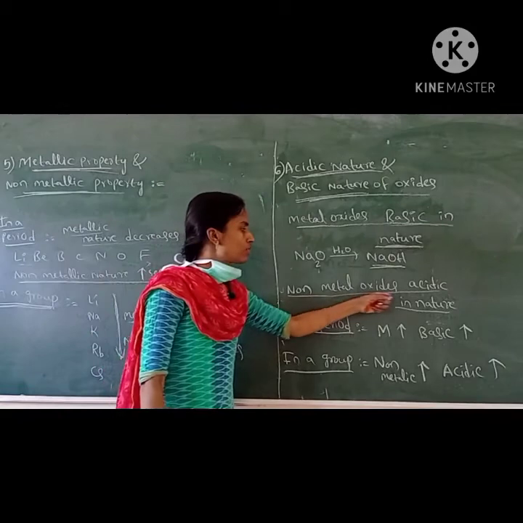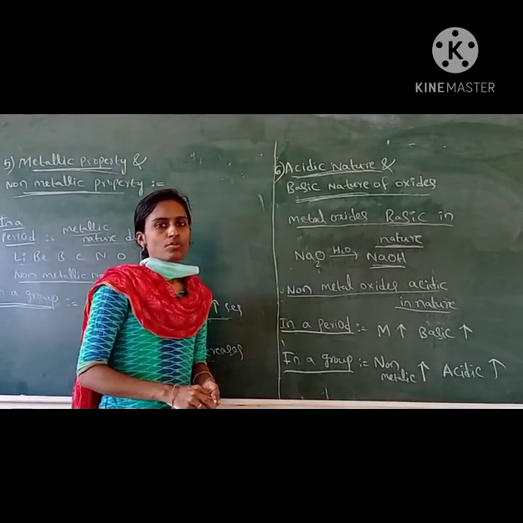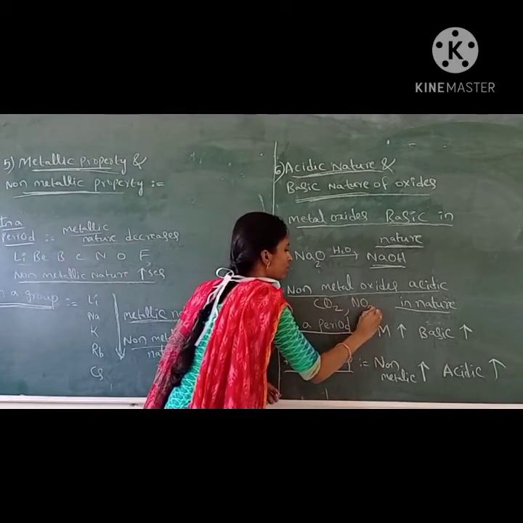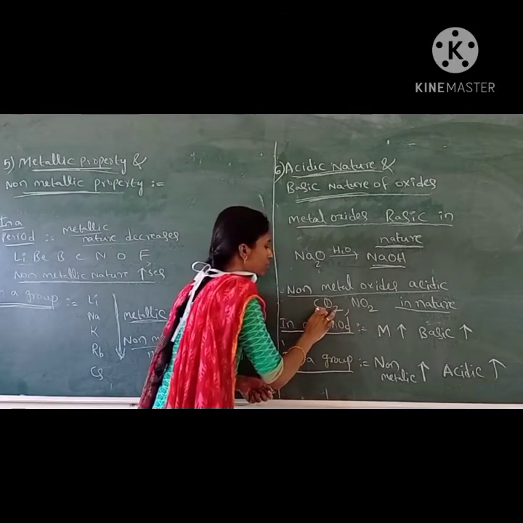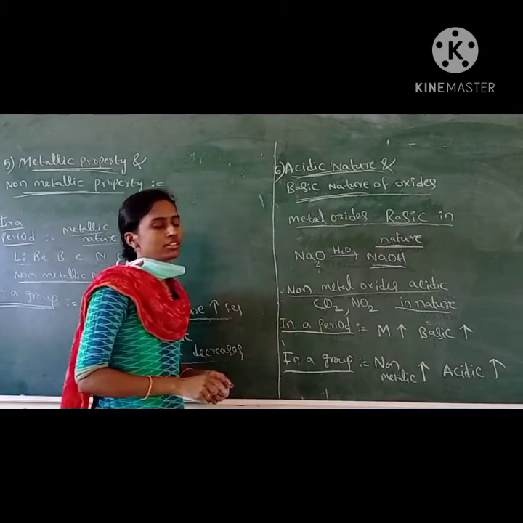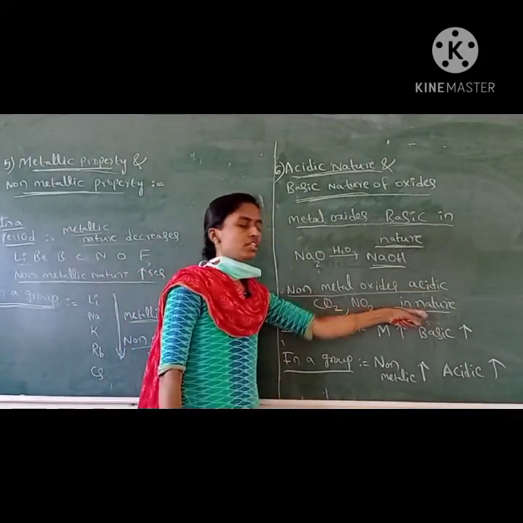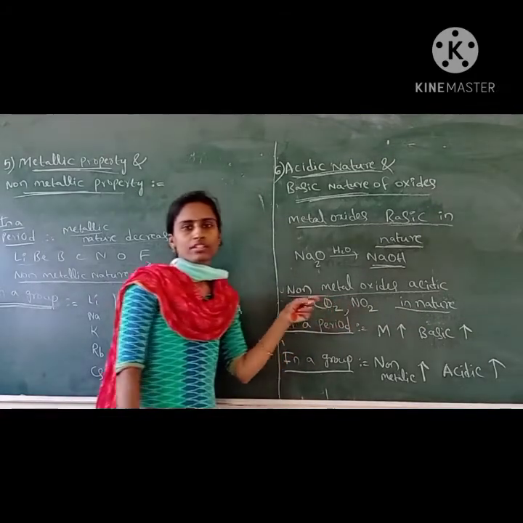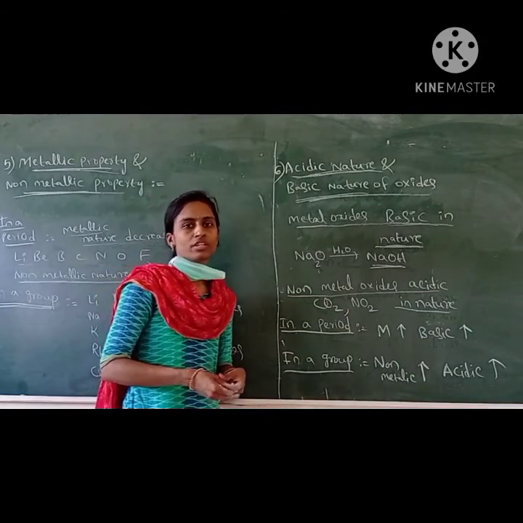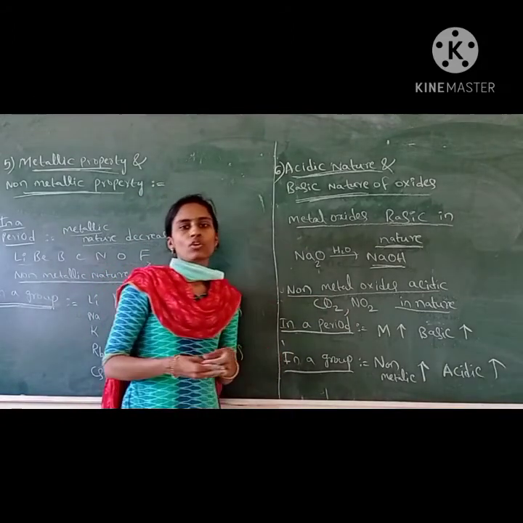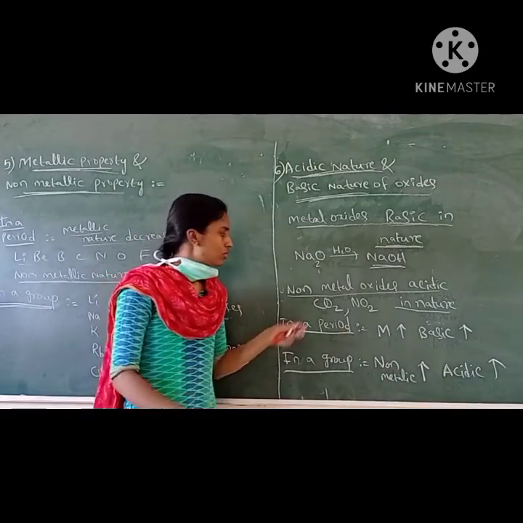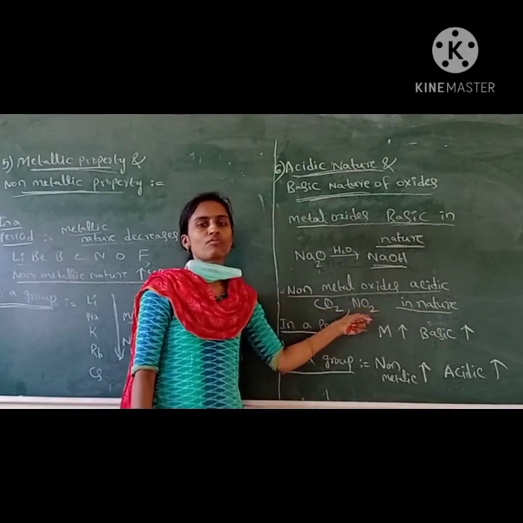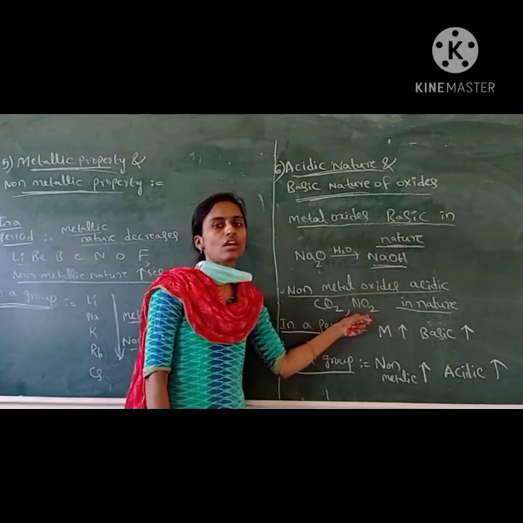And non-metal oxides are acidic in nature. Non-metal oxides means carbon dioxide, nitrogen dioxide, sulfur dioxide. These are acidic in nature, meaning when they dissolve in water, they will form the acids. You know acid rain: sulfur oxides, carbon monoxide, carbon dioxide, when they combine with rainwater, they form acid rain. So non-metal oxides are acidic in nature. When they dissolve in water, they form the acids. That's why they are called acidic oxides.